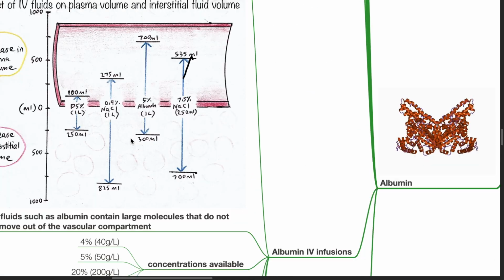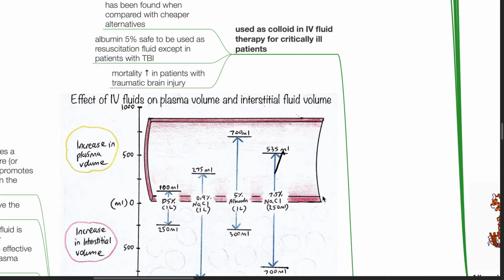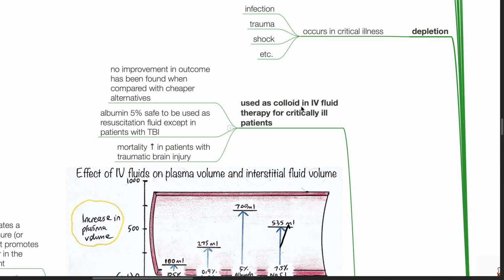Albumin IV infusions. It is used as colloid in IV fluid therapy for critically ill patients. No improvement in outcome has been found when compared with cheaper alternatives. Albumin 5% is safe to be used as resuscitation fluid, except in patients with traumatic brain injury. There is increased mortality in patients with traumatic brain injury when IV albumin is used.